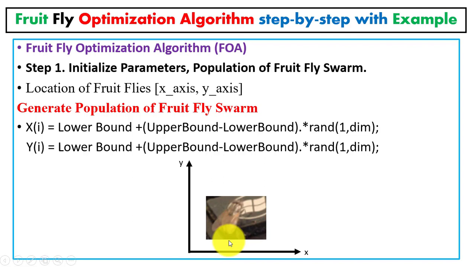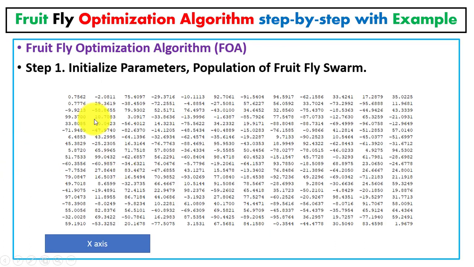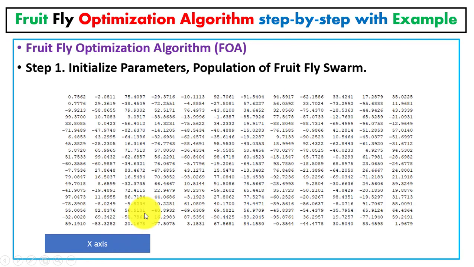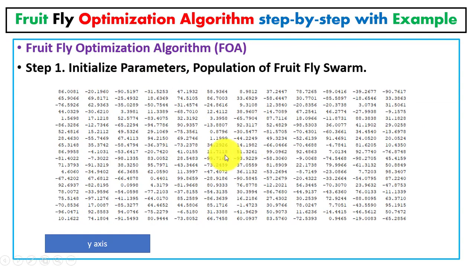So in this algorithm we will generate the population of fruit flies and we will compute the x and y-axis. For the x-axis, use this equation, and for the y-axis, use this equation. Then when you run the code for the 30 dimensions, you will get the values for the x-axis and these values are for the y-axis. As we are using 30 dimensions here, but I represented output only for 12 columns. I think these are 12 columns.